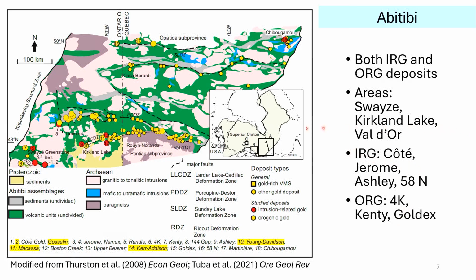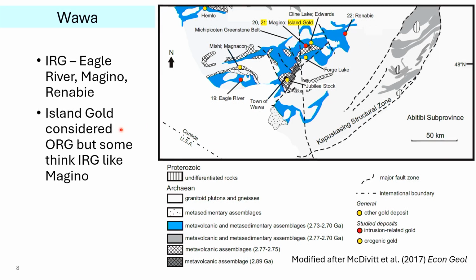So just to show you in general, we have samples from Swayze, from Kirkland Lake, Val-d'Or, et cetera. So most of the samples could come from the Abitibi. We also have some samples from Wawa, so like Eagle River, Magino, Renabi. In this case, unlike in the Abitibi, we have a mixture of intrusion-related and orogenic systems. Most of these samples that we collected came from the deposits that are assumed to be intrusion-related systems.